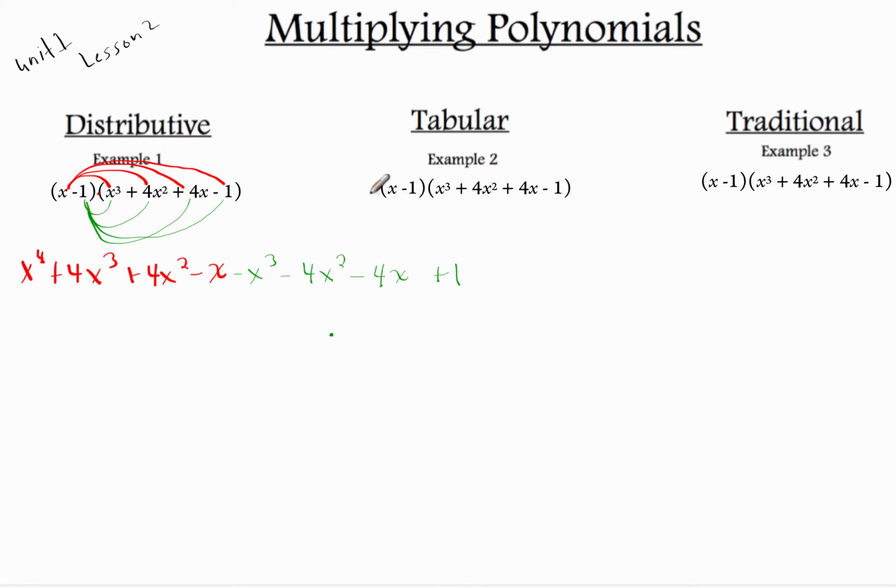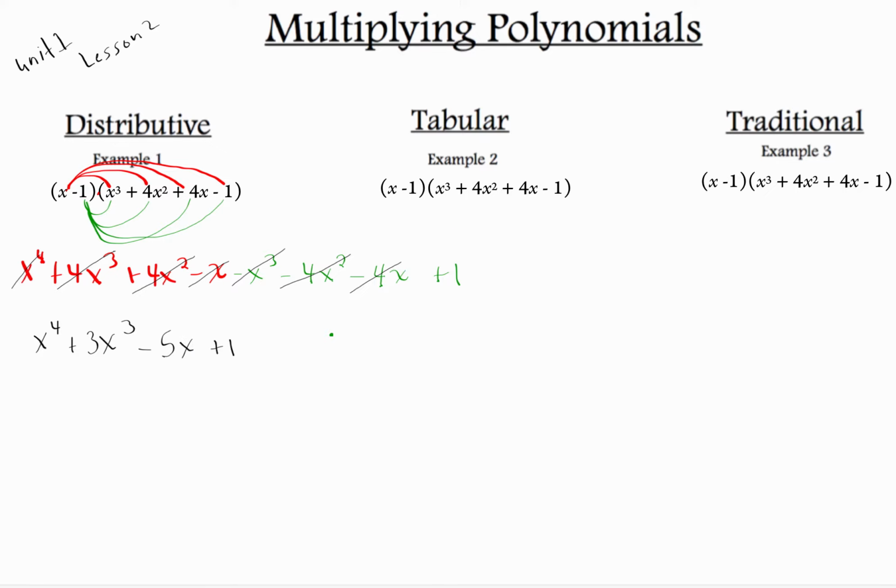Now we can start combining like terms. Well, x to the 4th has nobody to combine with. 4x cubed minus x cubed gives me positive 3x cubed. 4x squared minus 4x squared, joy to the world, cancel out. A minus x and a minus 4x give me a total of minus 5x and plus 1.